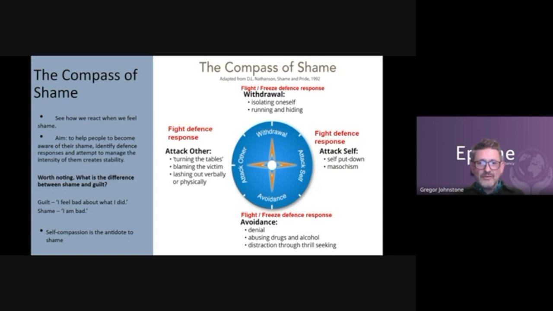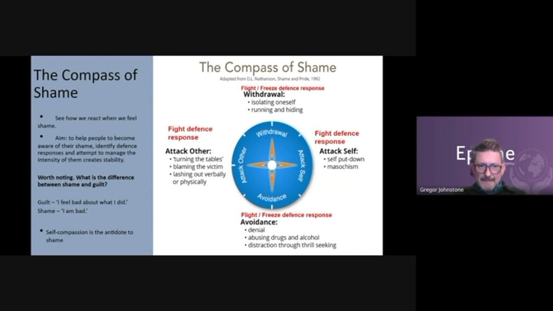I'm one of the Epione associates, and I'll be talking you through Donald Nathanson's Compass of Shame. Before we get started, it's important to clarify the difference between shame and guilt. Guilt is feeling bad for something you've done, whereas shame is a perception of what you are. And shame's message quite often quickly moves from "I've done something bad" to "I am bad."